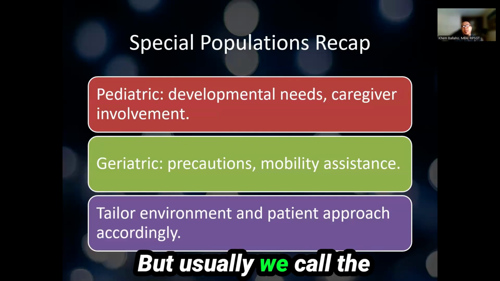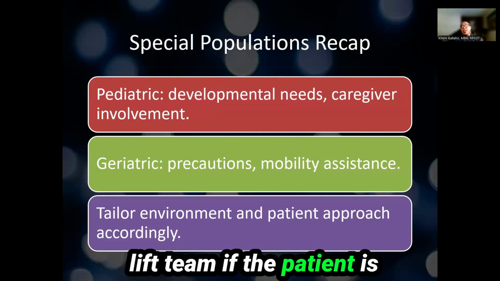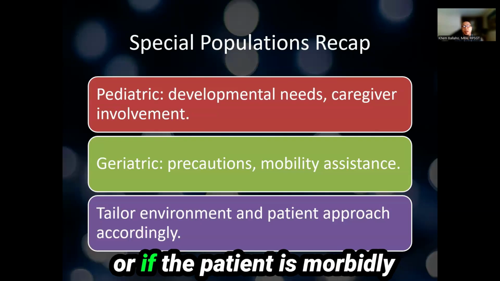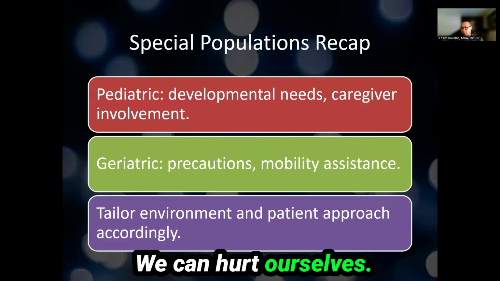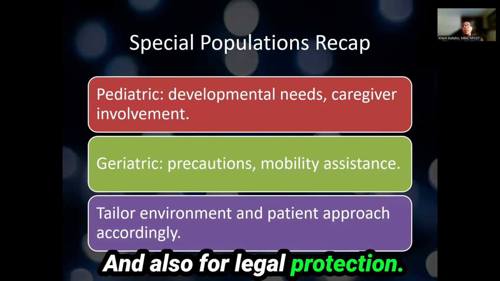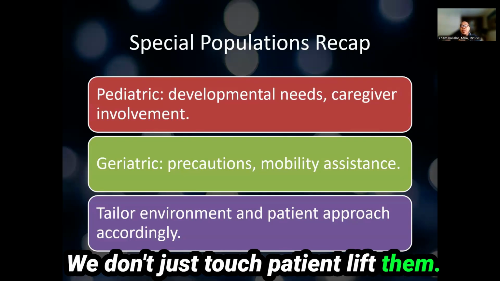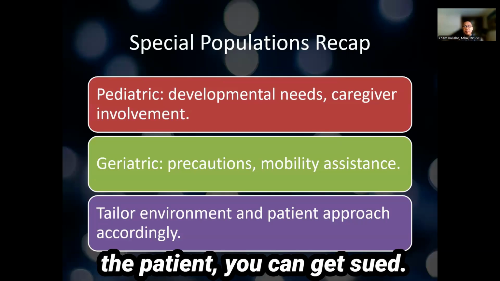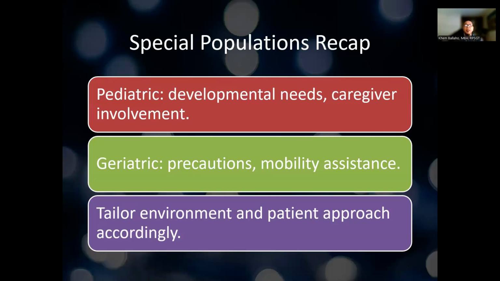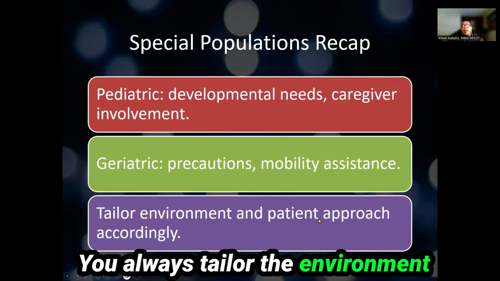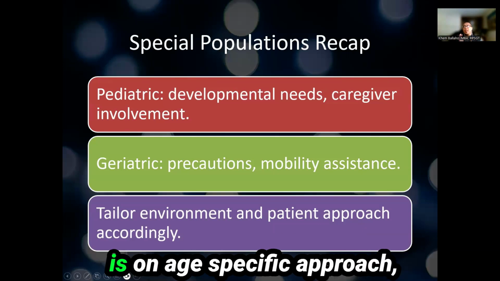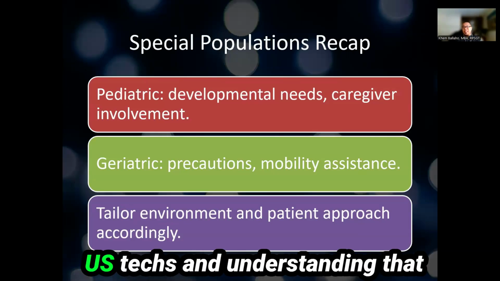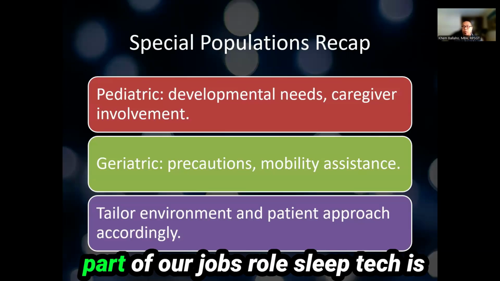But usually we call the lift team if the patient is completely non-ambulatory or if the patient is morbidly obese that we can't lift and we can hurt ourselves. And also for legal protection. We don't just touch the patient, lift them. If you fall and you're the one lifting the patient, you can get sued. All right. You always tailor the environment approach accordingly. So that's why the very first chapter is on age-specific approach, because it's very important for us techs in understanding that part of our jobs.